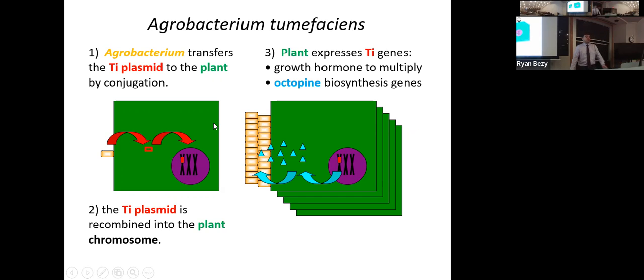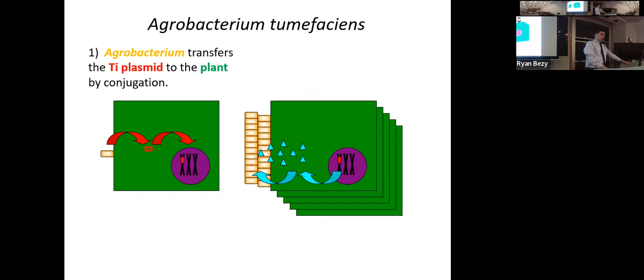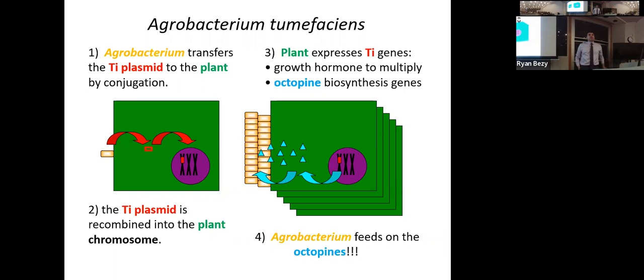It causes that plant cell to start making growth hormones, and because it's making growth hormones, the plant cell divides over and over. So you're seeing my plant cells multiply and all of them are infected. It also causes all those plant cells to start making octopines. Again, it's a carbon, energy, nitrogen-rich molecule that only Agrobacterium eats. The Agrobacterium feeds on those octopines and then they increase in number, so you get more of them. So that's what's happening here with Agrobacterium.